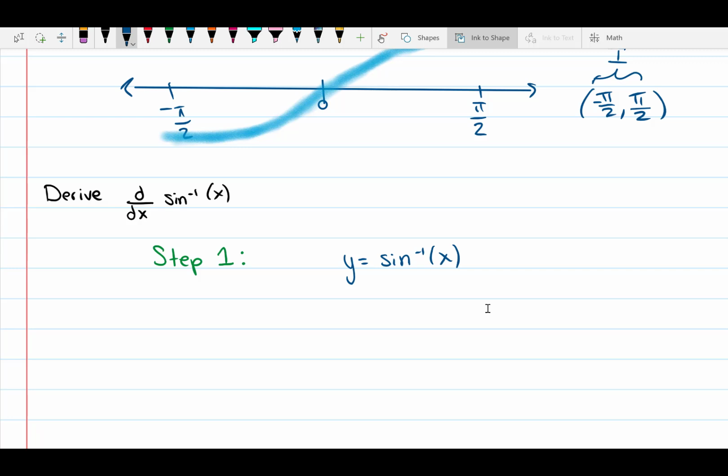Now, this is where a lot of students make a mistake. They go, oh, no problem, I'll just use the power rule and do the thing. This is sine inverse, not sine to the negative 1 power. They're two completely different things, and it is very, very confusing.